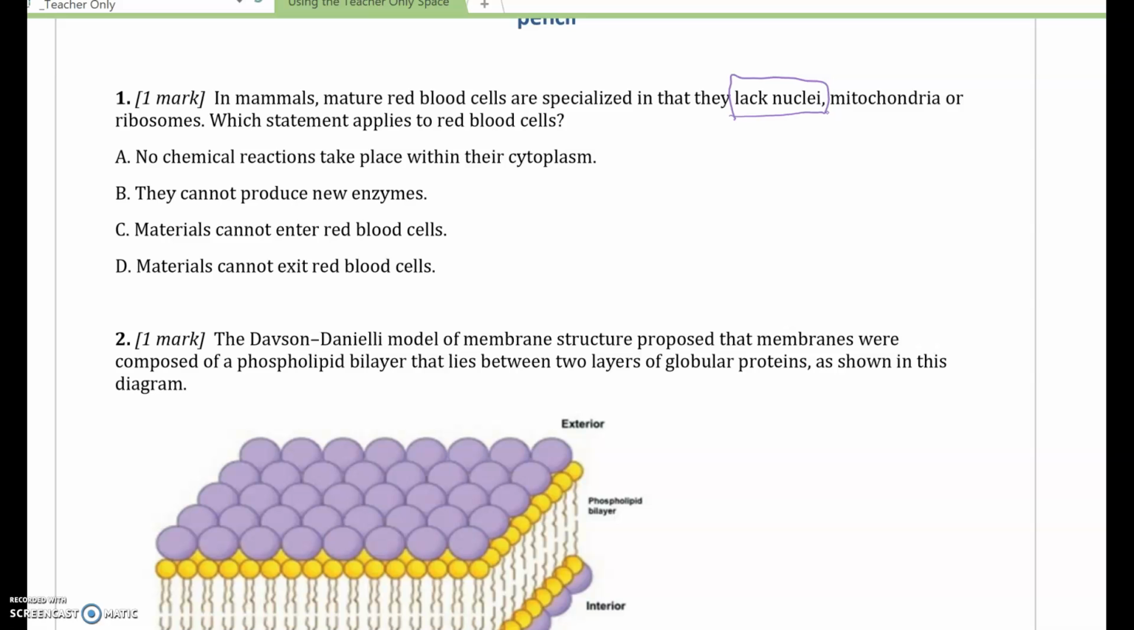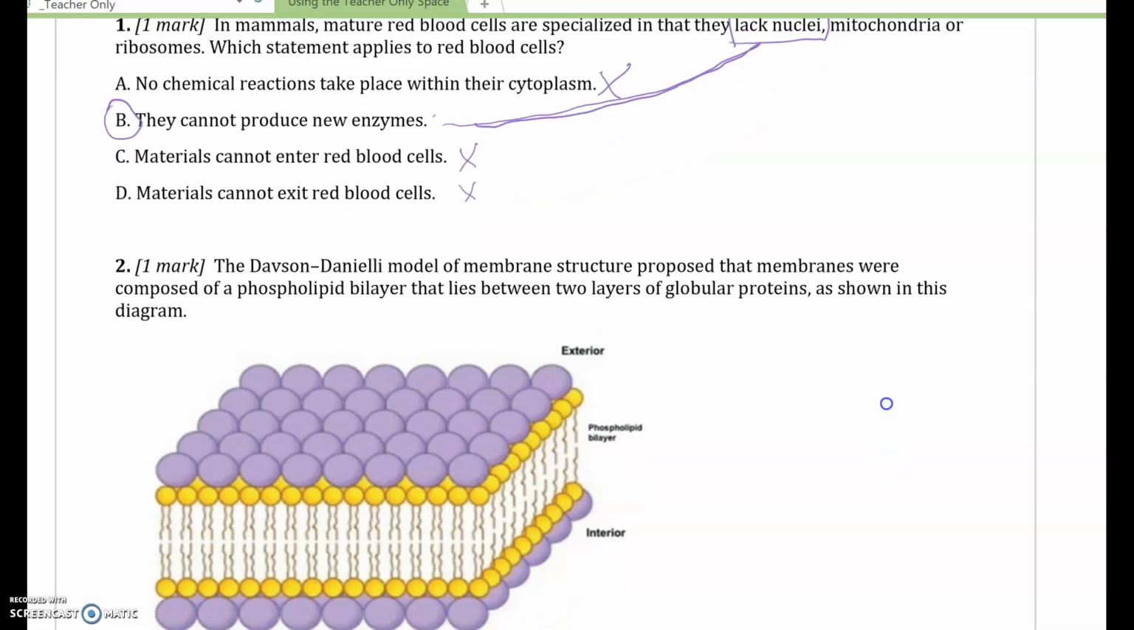So we now look at the information. No chemical reactions can take place within their cytoplasm. That can't be true. They cannot produce new enzymes. Well, if they lack nuclei, and therefore they can't make proteins, that would be true. Let's just check the other two. Materials cannot enter red blood cells. That's not true. Materials cannot exit red blood cells. That's not true. So the answer is B.